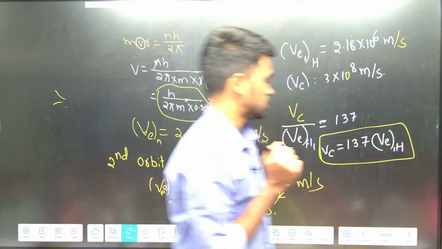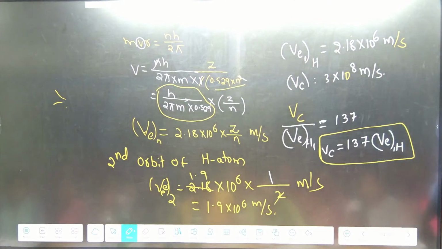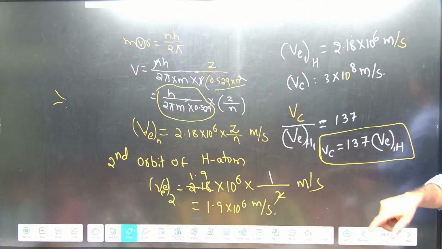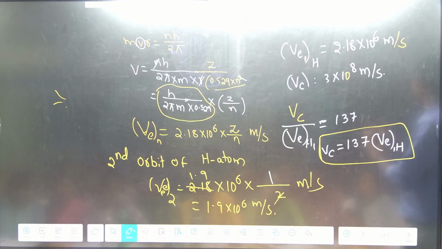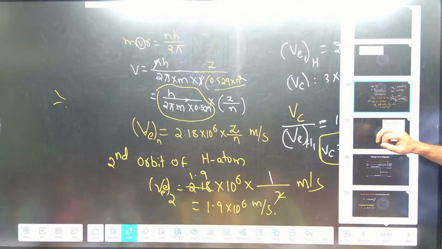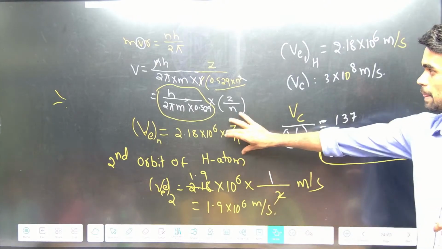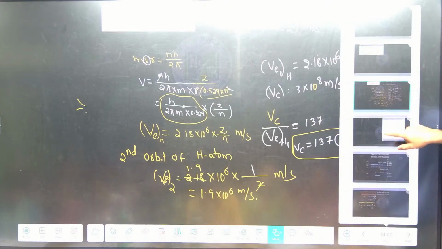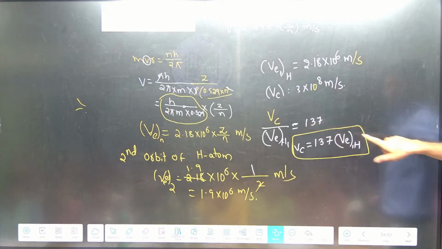That's it. Is everyone clear, or do you have any doubt? You should feel free to ask again. Next. Radius is over, velocity is over. The next one is energy.